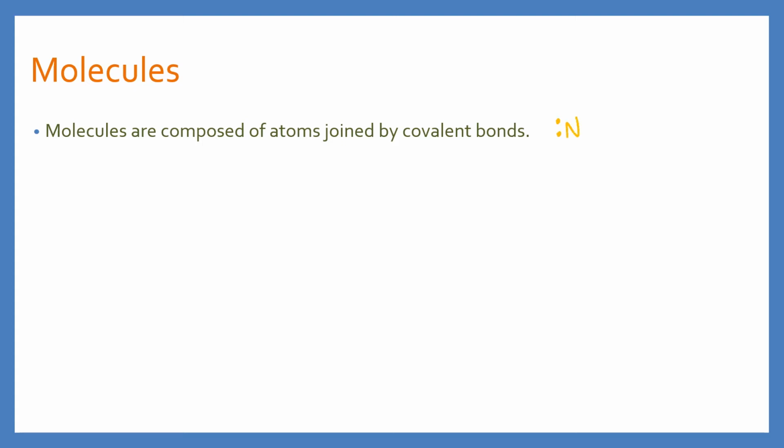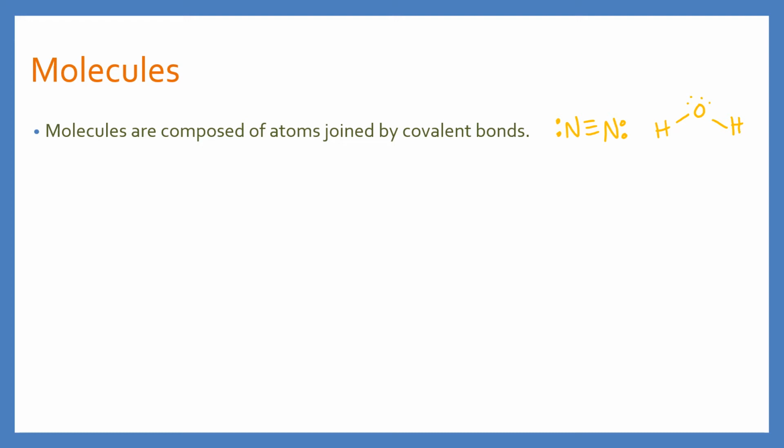So earlier we saw nitrogen gas. This is a molecule because it has 2 atoms that are joined by covalent bonds. Water is also a molecule because it has 3 atoms that are joined by covalent bonds.